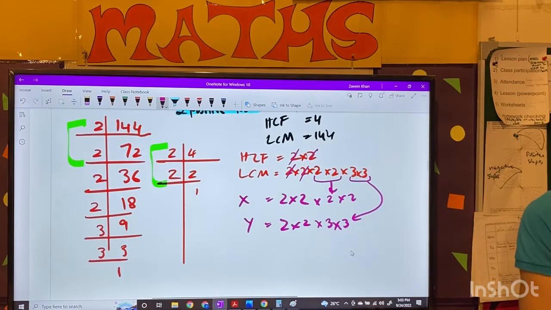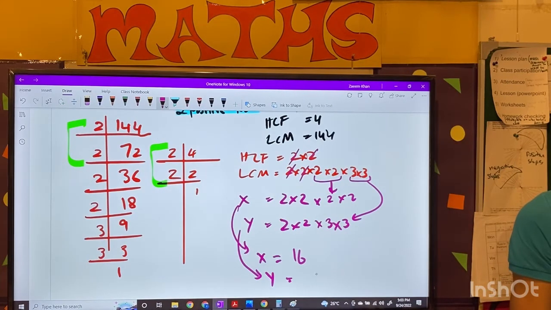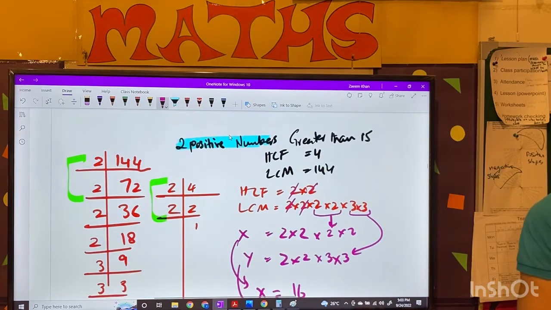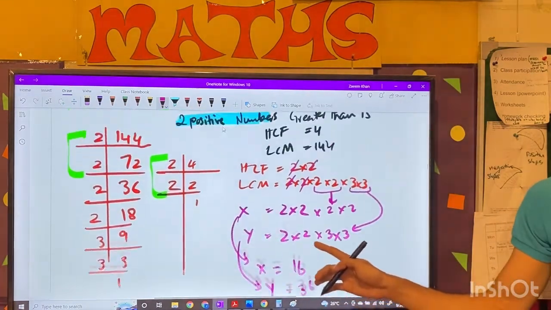तो लेट्स फिनिश दिस फर्स्ट. x का क्या नंबर बन जाएगा? 2 into 2 into 2 into 2 is 16, right? Yes. And y would become 36. 2 into 2 is 4 and 4 into 9 is 36. So हमारे दो numbers which should be greater than 15 are 16 and 36, yes.